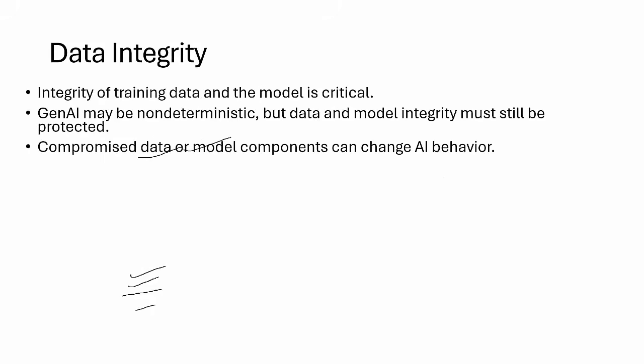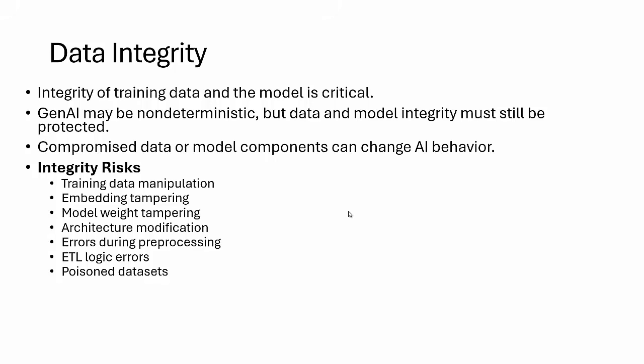The next is called data integrity. The integrity of the training data and the model is very critical, because by the end of the day, you rely on that. A compromised data or model component can change the AI behavior. So we have some integrity risks. For example, training data can be manipulated, there can be embedded tampering, or model weight tampering. If we have model weight tampering, it can give a preference to others. There can be errors during pre-processing, ETL logics, and poisoned data sets that lead to data poisoning.